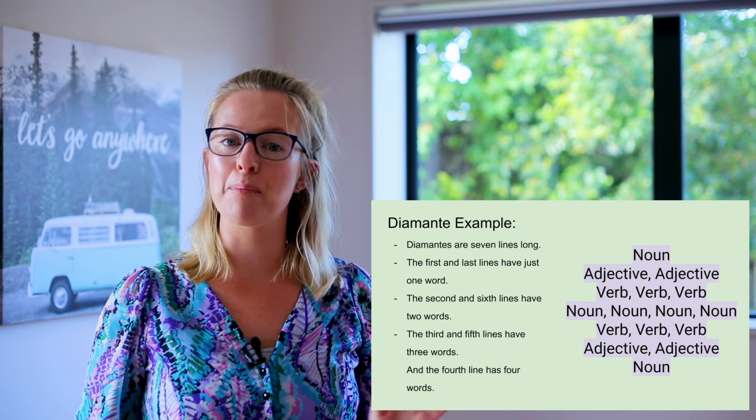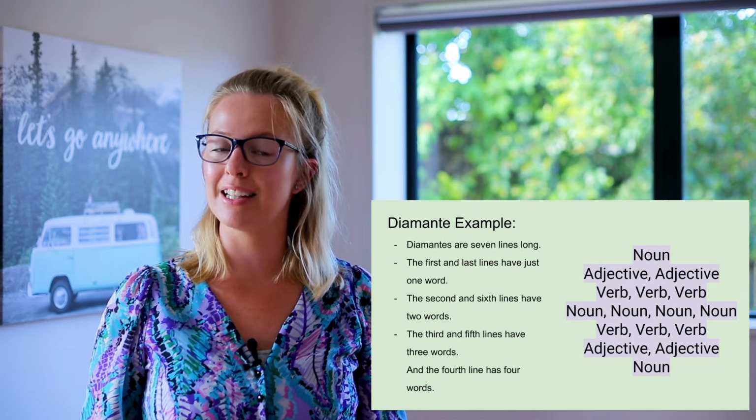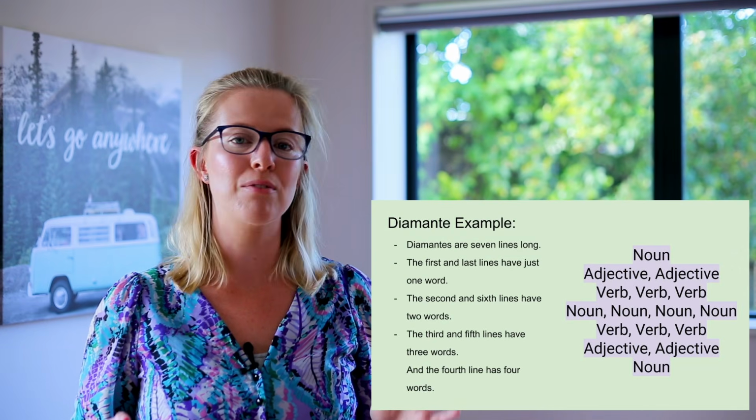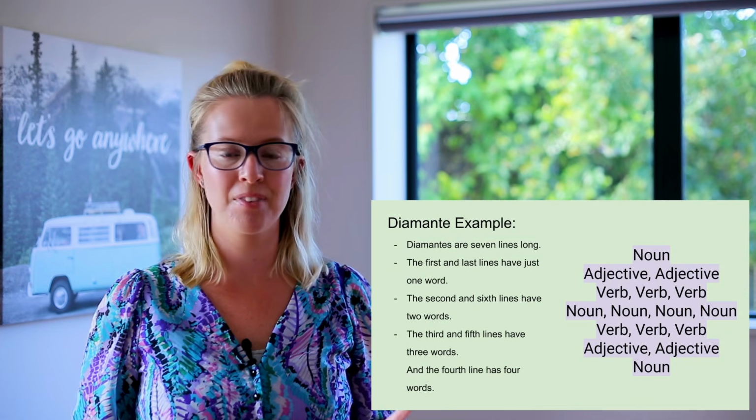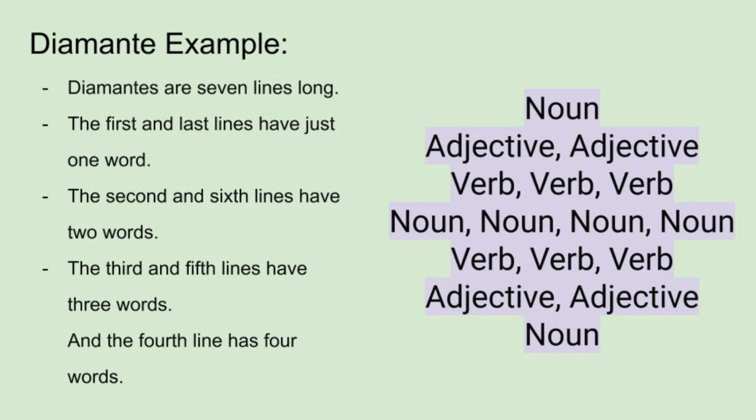So, here is a Diamante example, as well as all the things we need to include when we're writing a Diamante poem. Firstly, Diamantes are 7 lines long. The first and last lines have just 1 word, the second and 6th line have 2 words, the third and 5th lines have 3 words, and the 4th line has 4 words.